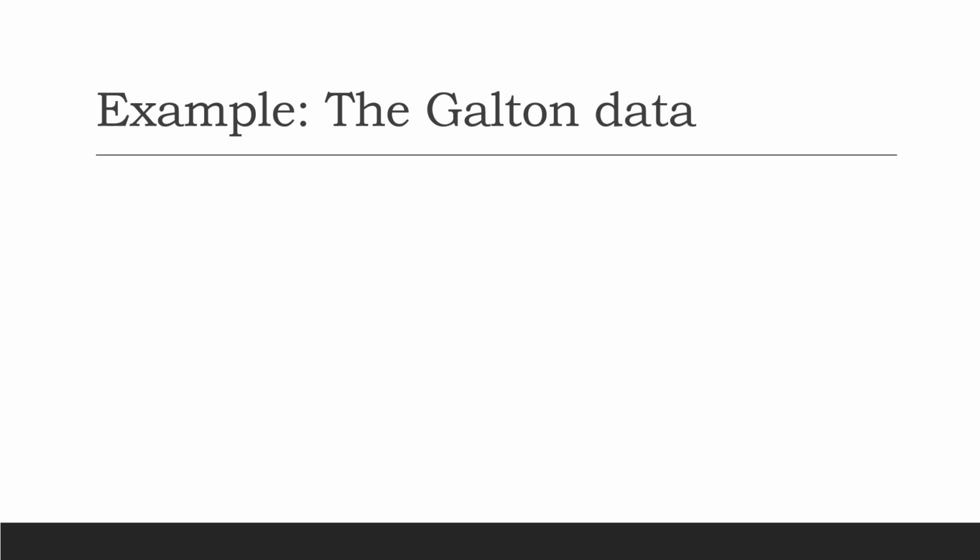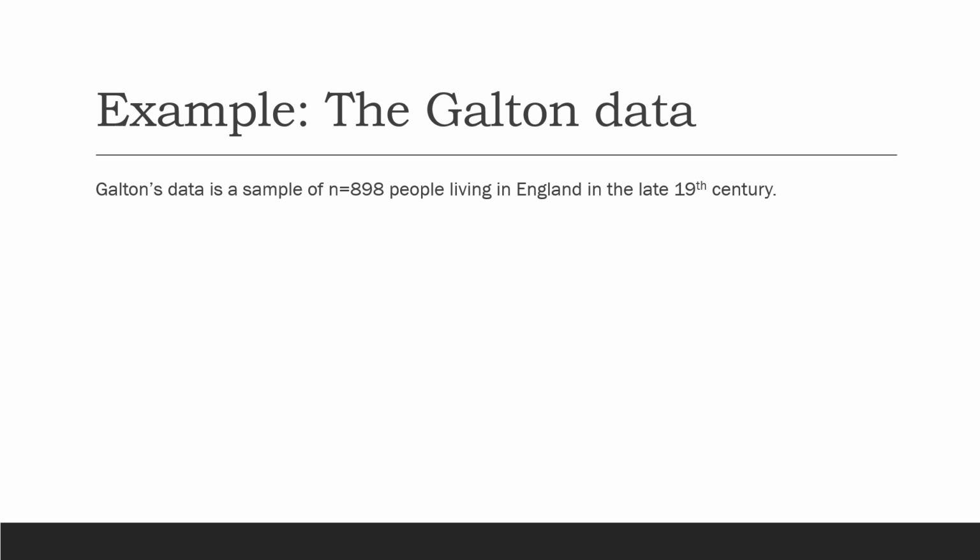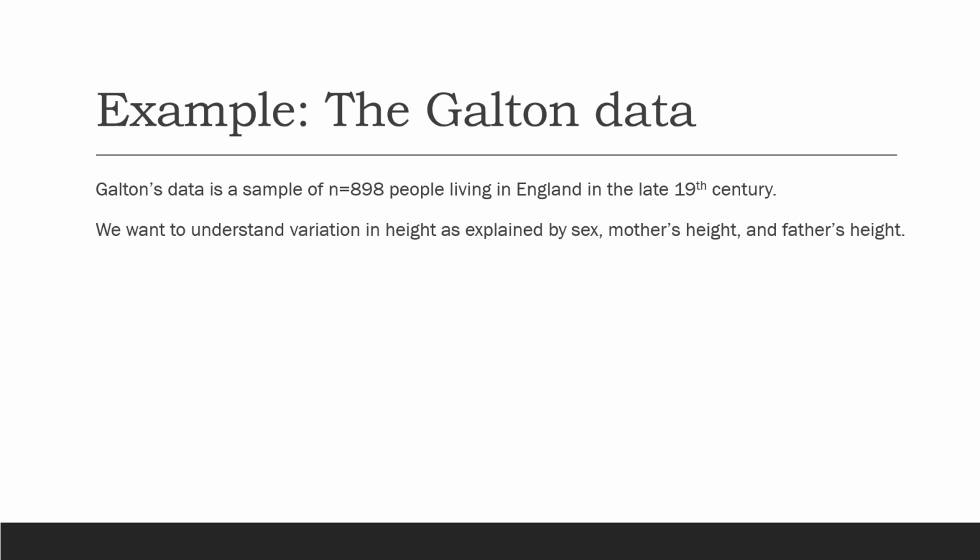The example we're going to look at to illustrate these methods comes from the Galton data. Remember that Galton's data was looking at heights, and it came from a sample of 898 people living in England in the late 19th century. We are going to focus on understanding variation in height as explained by sex, mother's height, and father's height. So our model takes the form height equals the intercept b0, plus b1 times the sex equals male indicator variable, plus b2 times mother's height, plus b3 times father's height, plus a residual.